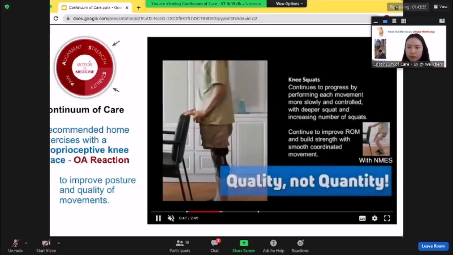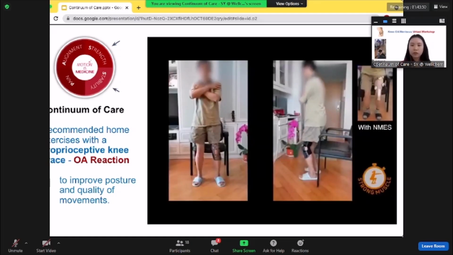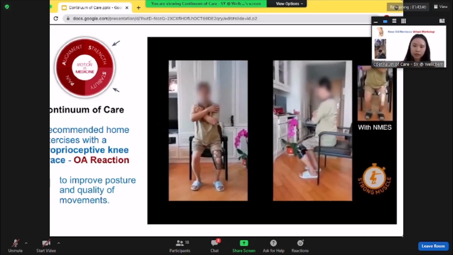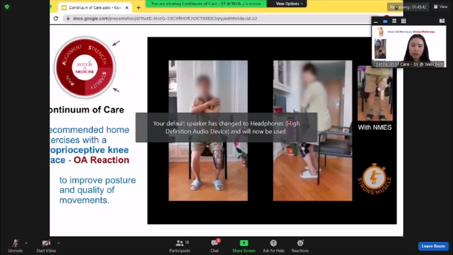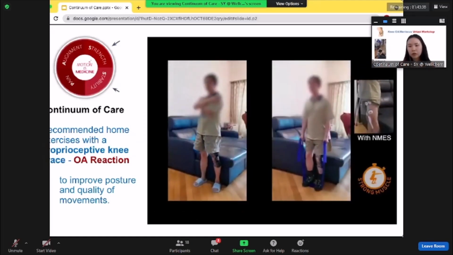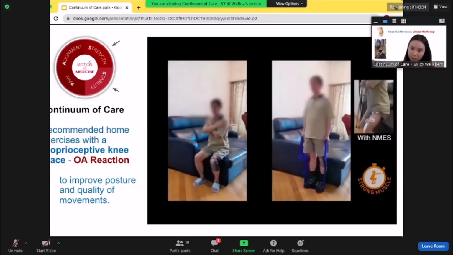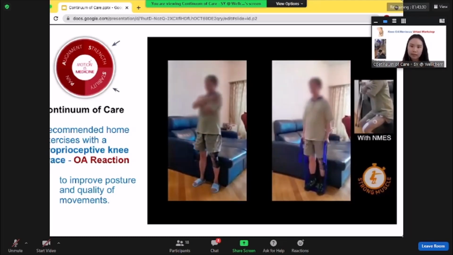And as patients improve their posture and quality of movements, they can slowly graduate into more independent exercises, such as here, he's not holding on to a chair anymore while doing the sit up and sit down exercise. And here you can see that he incorporated the use of elastic resistance bands to increase the intensity of his exercises.